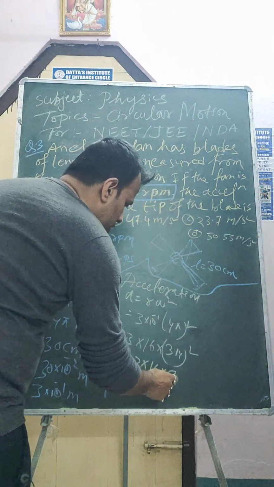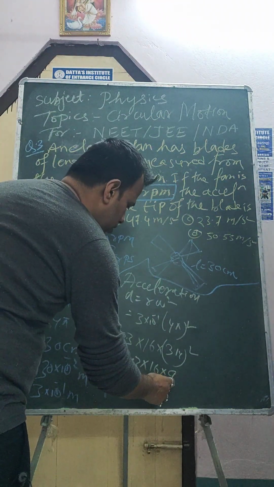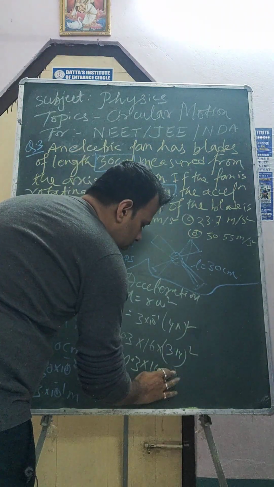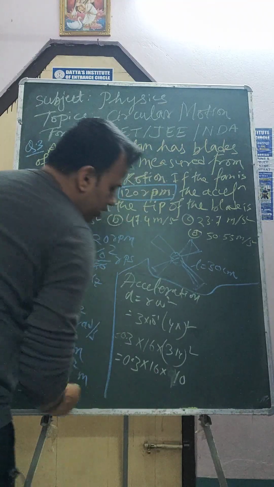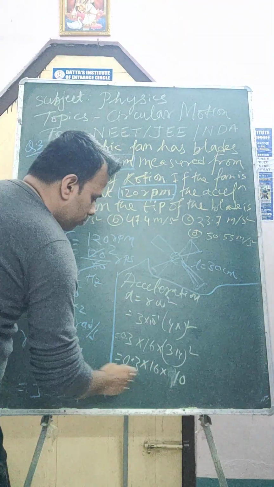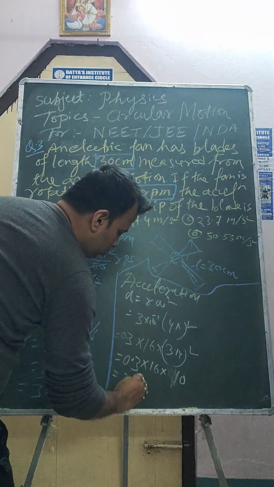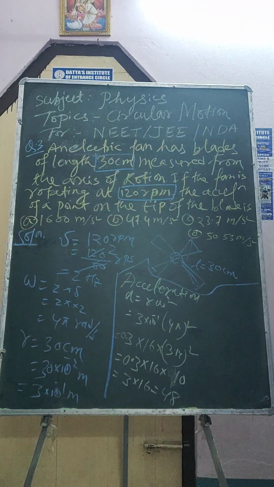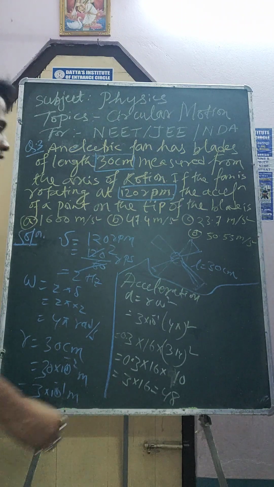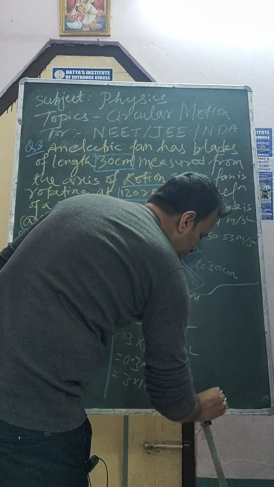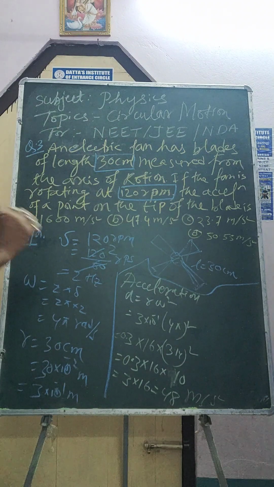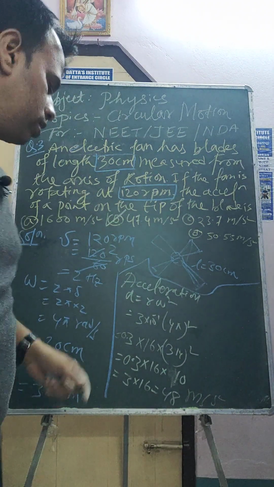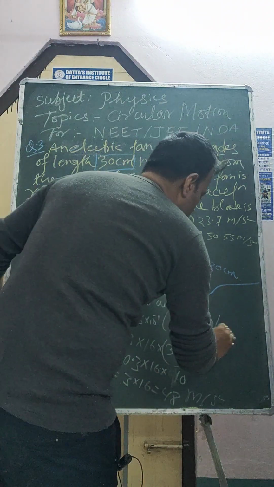So almost 9 or 10. If I consider this one almost 10, then it will be 3 into 16, this is 48. So near about 48 meter per second square. Which option? Option B is there. So option B will be the correct answer.